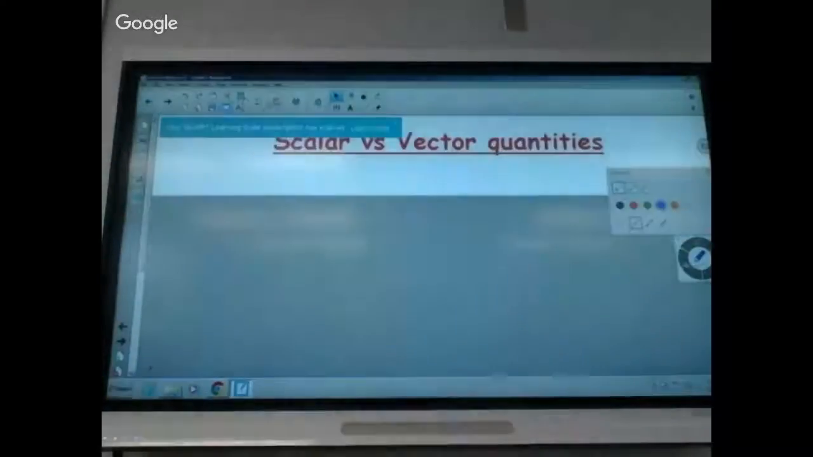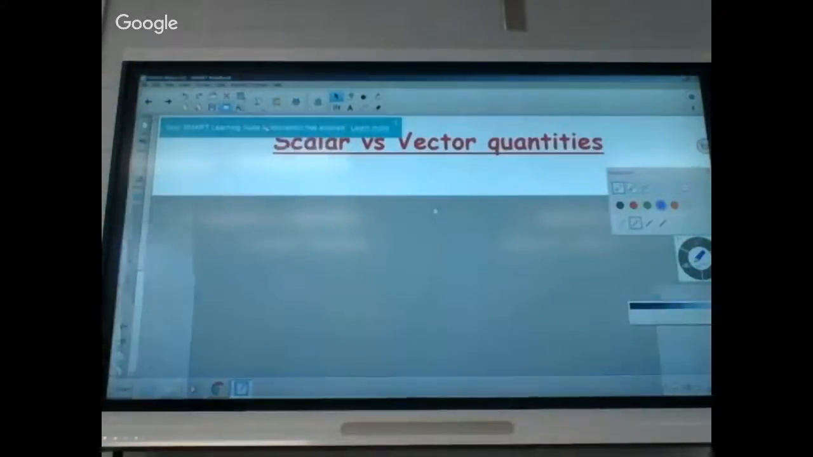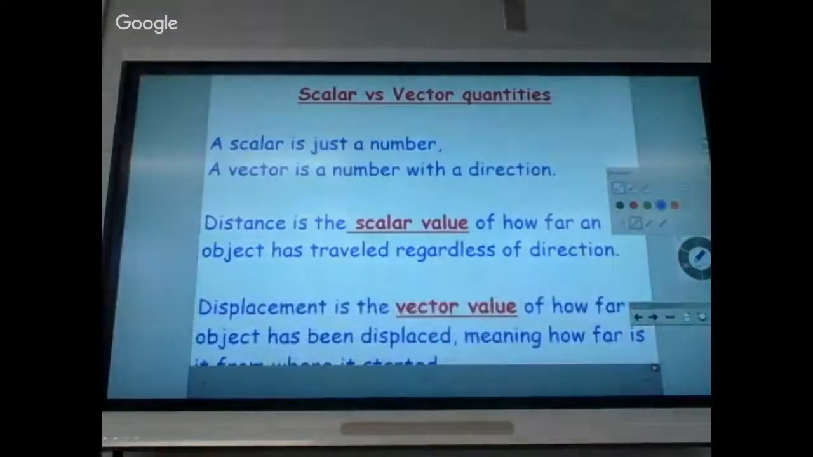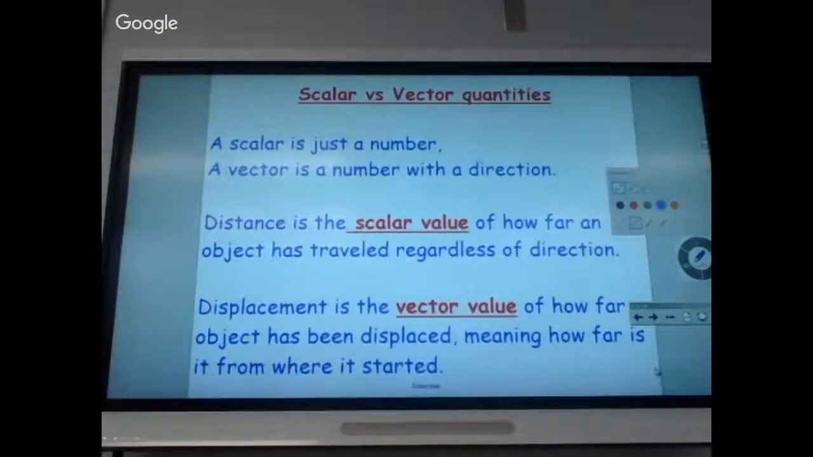All right. So, yesterday when you did this, okay? Anybody struggling with scalar and vector? So, a minute ago, when I asked you on your notes, which one's a scalar, which one's a vector? Distance and displacement. Why did y'all answer that distance was a scalar?